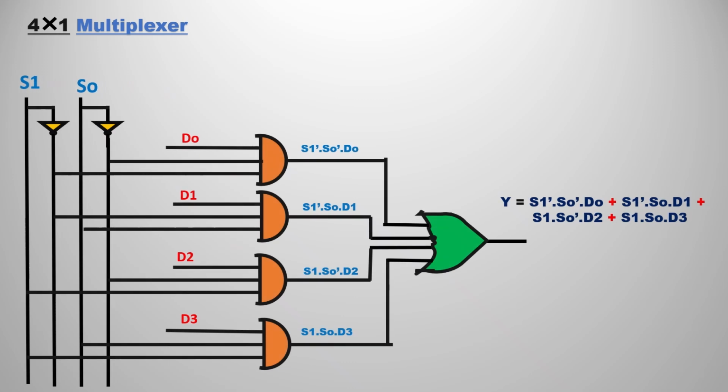The output expression contains a total of 4 product terms, I can say simply. For the 4 product terms we are going to have 4 AND gates, and adding all of them with the help of an OR gate gives our final output Y. In the first AND gate I am passing D0, in the second D1, in the third D2, and in the fourth D3.